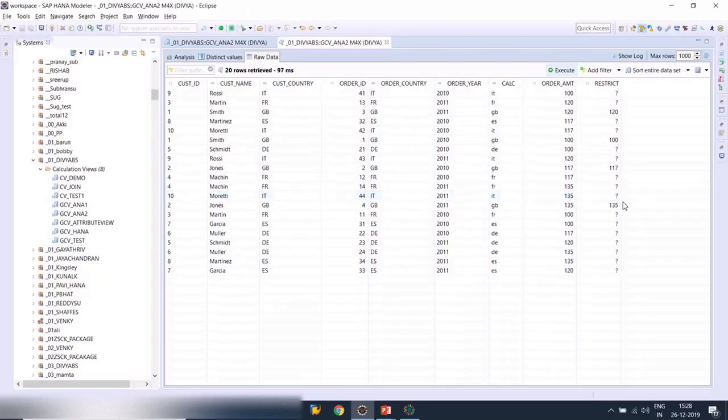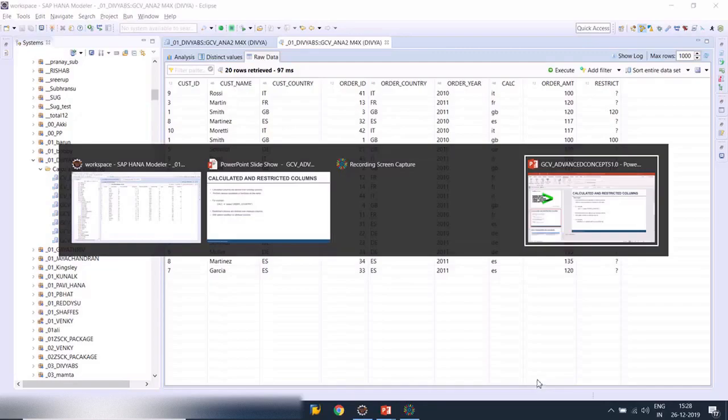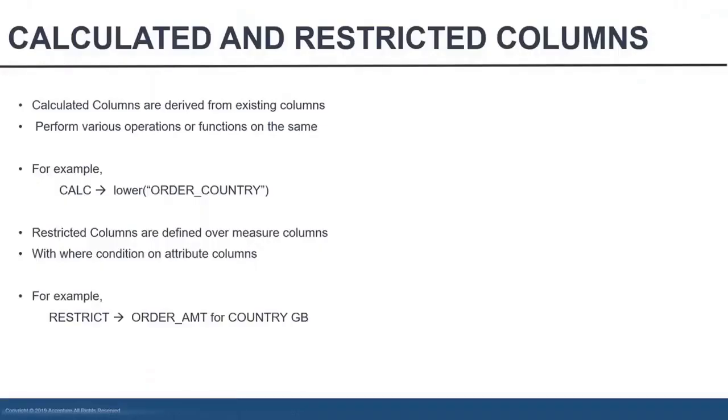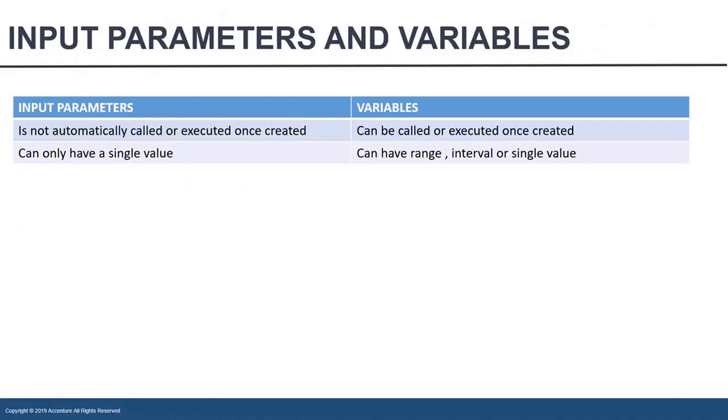Now we shall look at the concept of input parameters and variables. Both input parameters and variables are used to filter the values from the graphical calculation view. The difference is input parameters are not automatically called or executed once created, whereas variables are called or executed once created. Input parameter can have a single value, whereas variables can have a range, interval, or a single value.